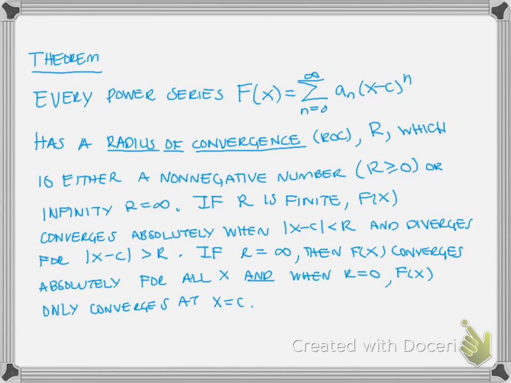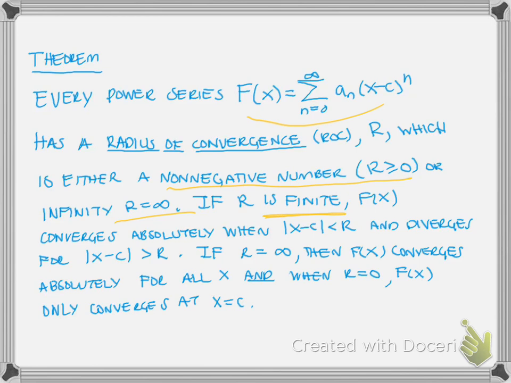And then this final theorem. So again, pause the video and write this theorem down. This is sort of bringing together what we just talked about. Every power series, and that's the general form, has a radius of convergence. So just like you always will have an interval of convergence, even if it's just one point, you'll always have a radius of convergence. And your radius of convergence R will either be a non-negative number, so R greater than or equal to 0, or infinity.